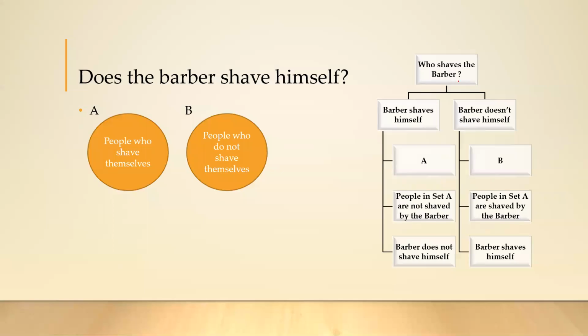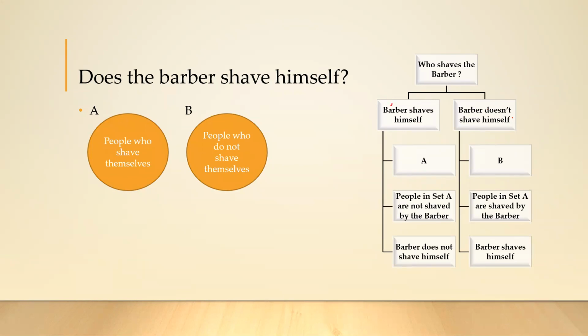Let's find out who shaves the barber. Now we need to find out only two possibilities. Does the barber shave himself, which means, does he belong to set A, or does he belong to set B? So these are the only two possibilities which can happen. One is the barber shaves himself, and the other is the barber doesn't shave himself.